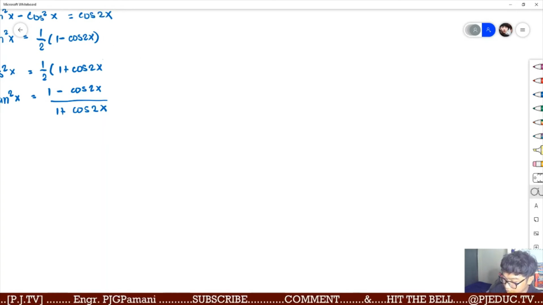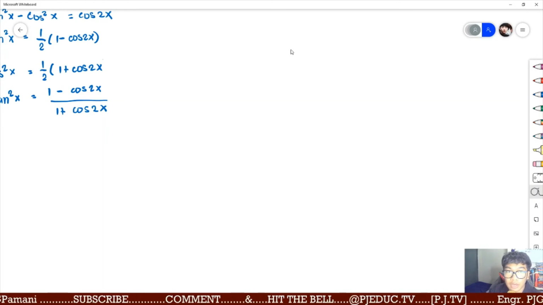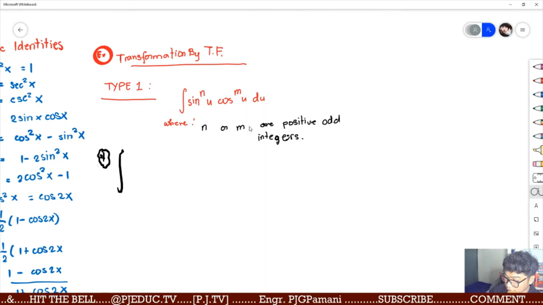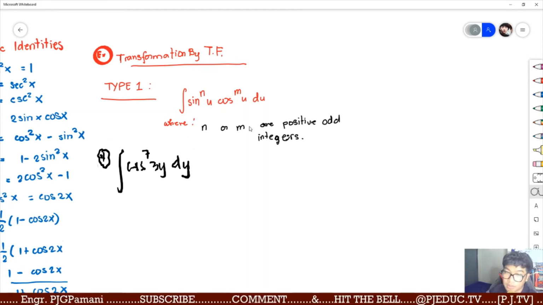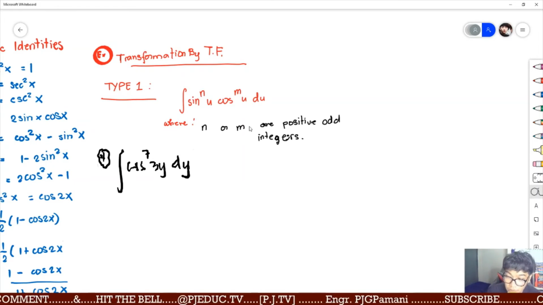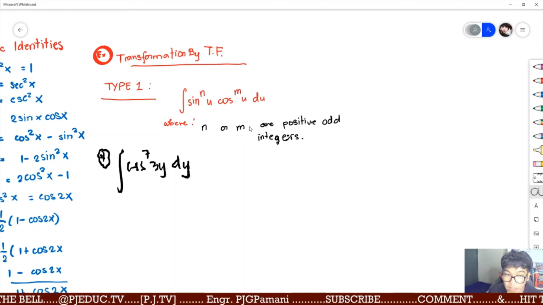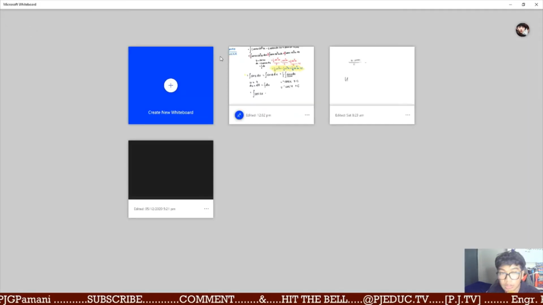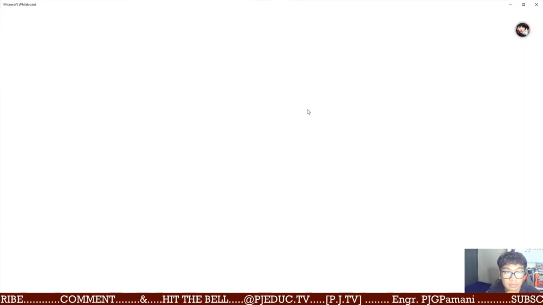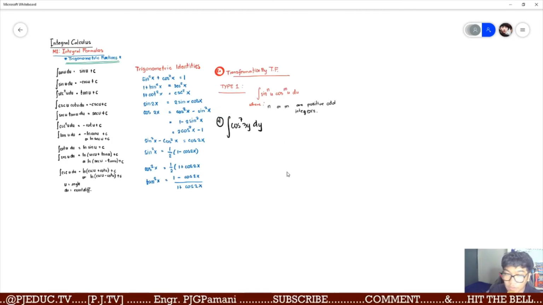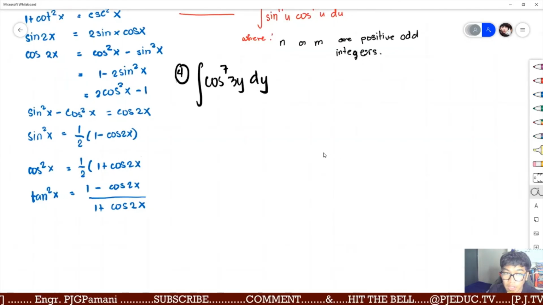Number 4. What if you're now asked to evaluate the indefinite integral of cosine raised to the 7th 3y dy. Now, we have a term that also has now a positive odd integer. Tama? The integral of cosine raised to the 7th 3y dy.